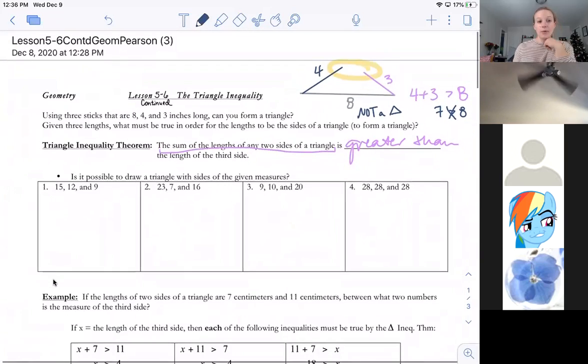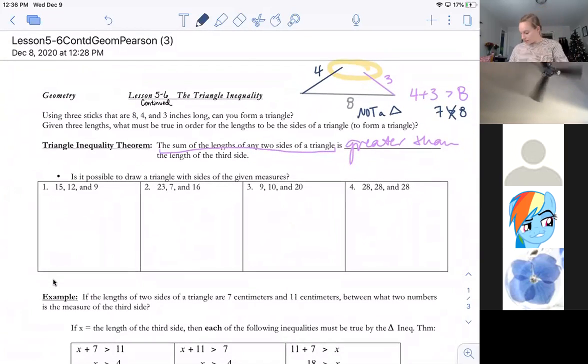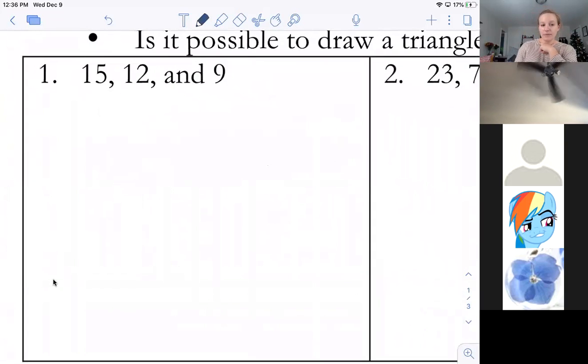Okay, now that we're all caught up, or for anyone in class who fell asleep while I was teaching that earlier, now we're all together. Now we're going to do some examples. So I've got 3 side lengths, 4 problems, and we're going to decide, is it possible to draw a triangle with the sides of the given measures? Okay. Now we have to try all of them.